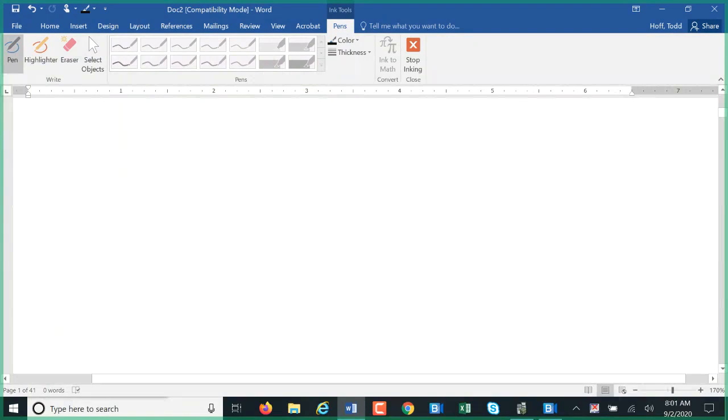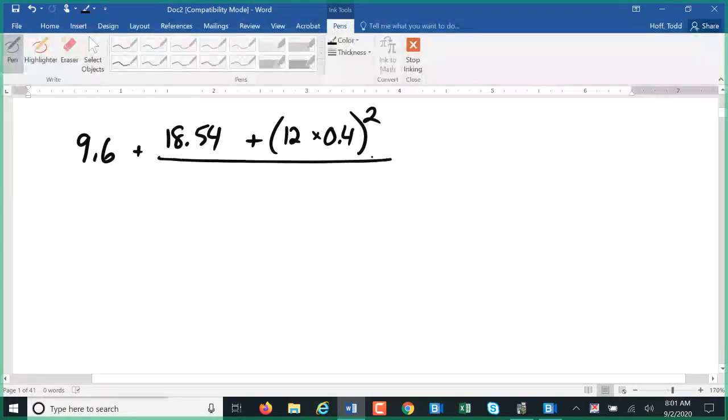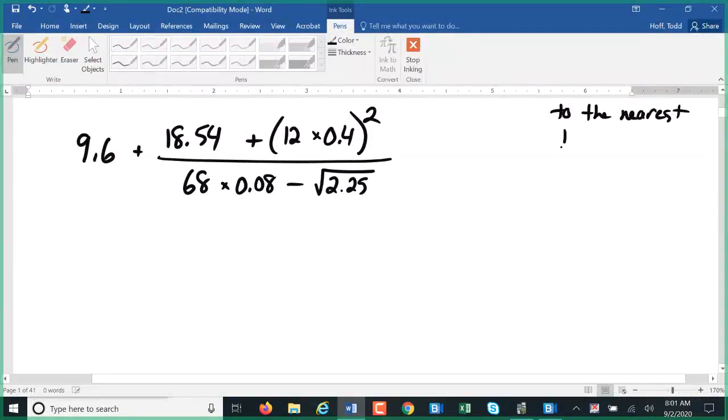So let's take a look at some examples here. Mix in some order of operations with it. And let's say we're going to calculate to the nearest 100th.